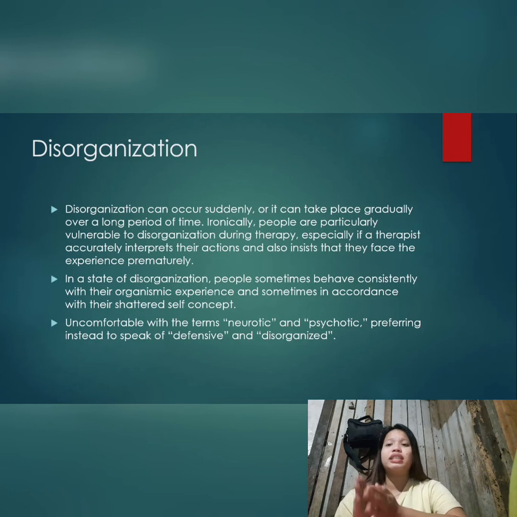So, the last one is disorganization. Disorganization can occur suddenly or it can take place gradually over a long period of time. Ironically, people are particularly vulnerable to disorganization during therapy, especially if a therapist accurately interprets their actions and insists that they face the experience prematurely. In a state of disorganization, people sometimes behave consistently with their organismic experience and sometimes in accordance with their shattered self-concept. Rogers was uncomfortable with the terms neurotic and psychotic, preferring instead to speak of defensive and disorganized.